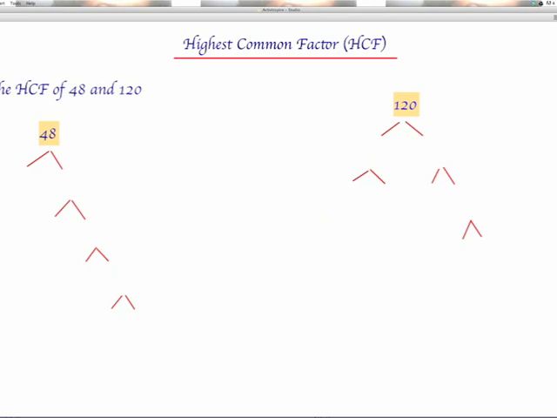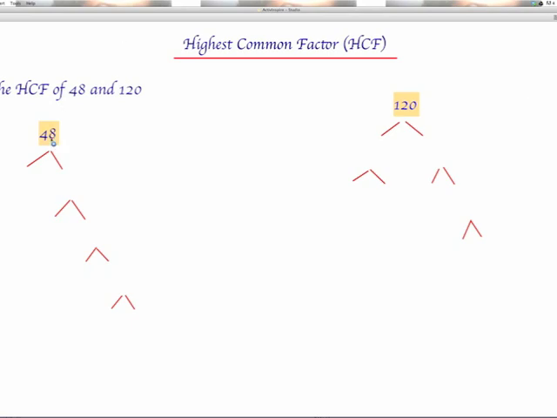We're going to have a look at highest common factor, and we're going to find the highest common factor for 48 and 120. So we've already had a look at what a factor is. Okay, so a factor is just a number which divides exactly into the number given. And we want the highest common factor. So common means it needs to be the same in both of the numbers, and we want the highest number possible.